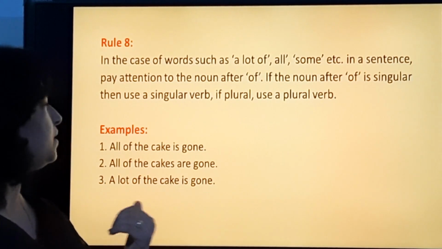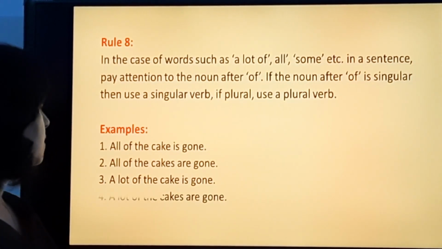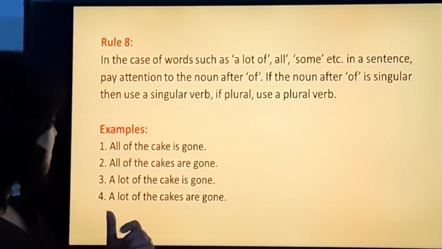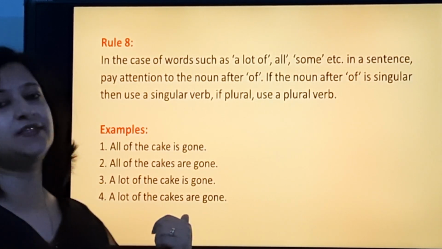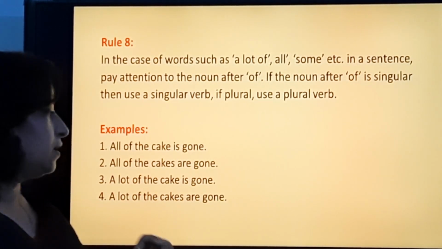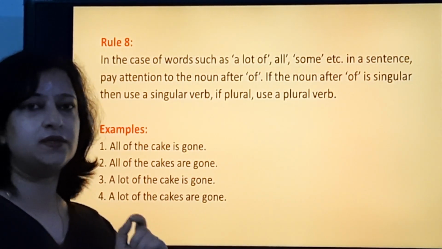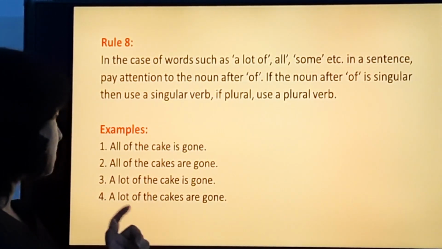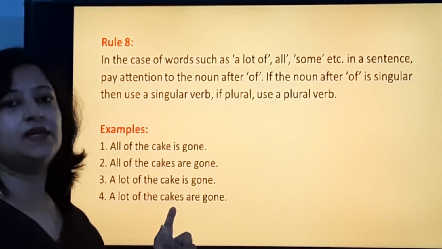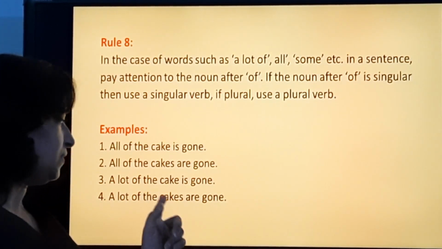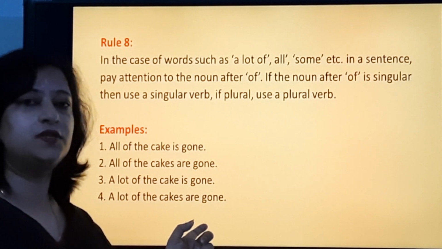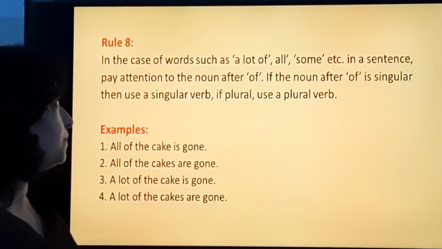Let's move on to the next rule. So one more example is there. A lot of the cakes are gone. Again, these are similar kinds of sentences, but there is a slight difference. Try to understand. After of, again we can see that the subject is plural, and accordingly we have used the plural verb, are.